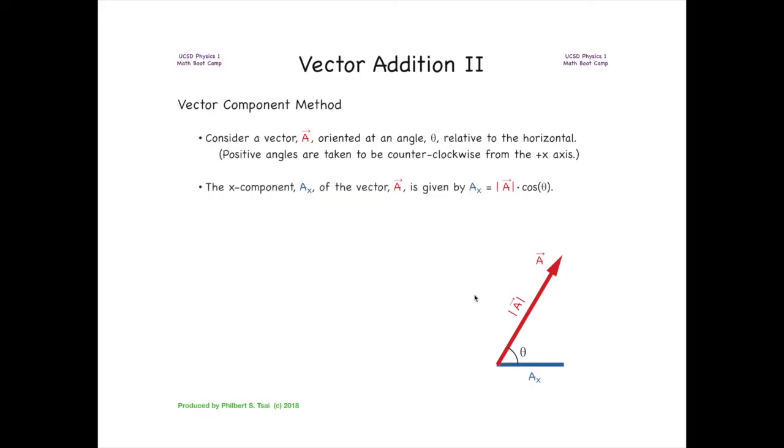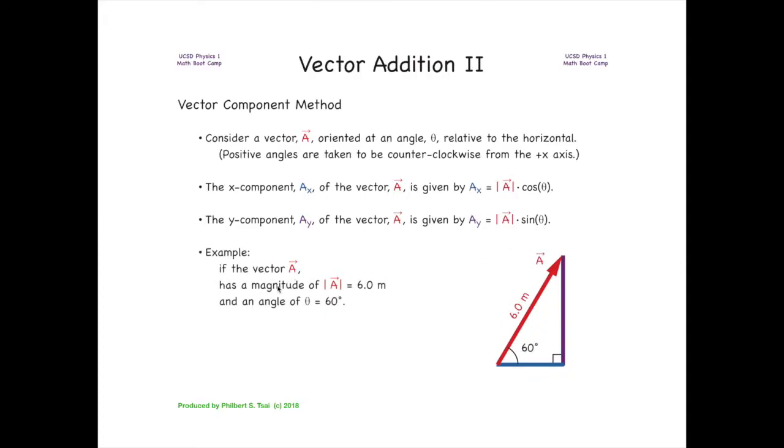The x component of the vector A is given by the cosine formula. Ax is equal to the magnitude of A times cosine of theta. The y component, Ay, of the vector A is given by the sine formula. Ay is equal to the magnitude of A times the sine of the angle.